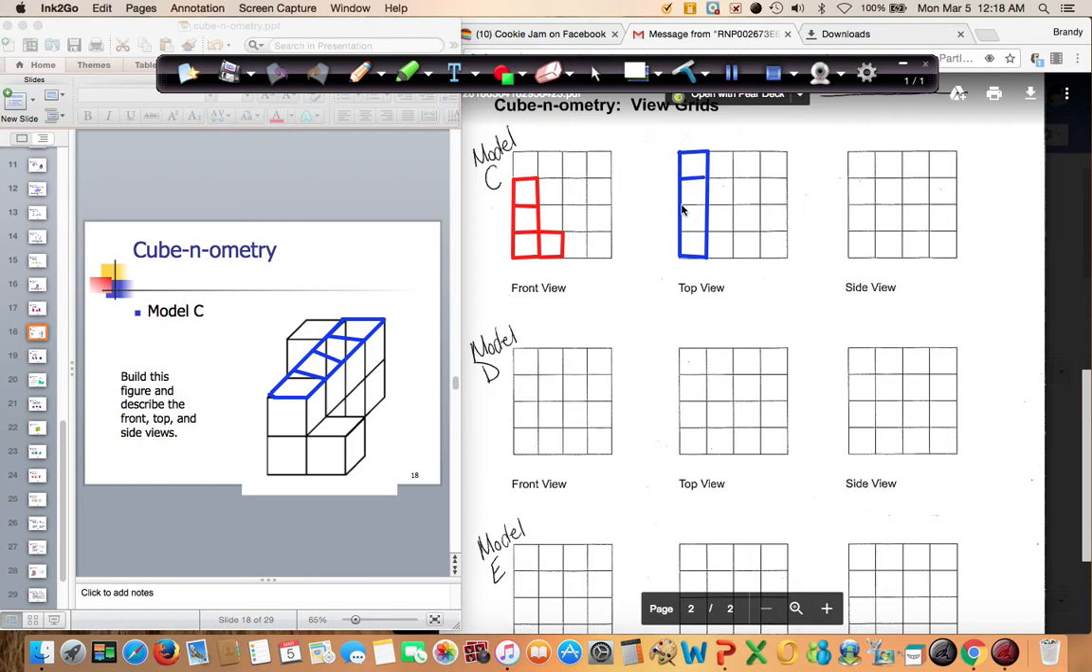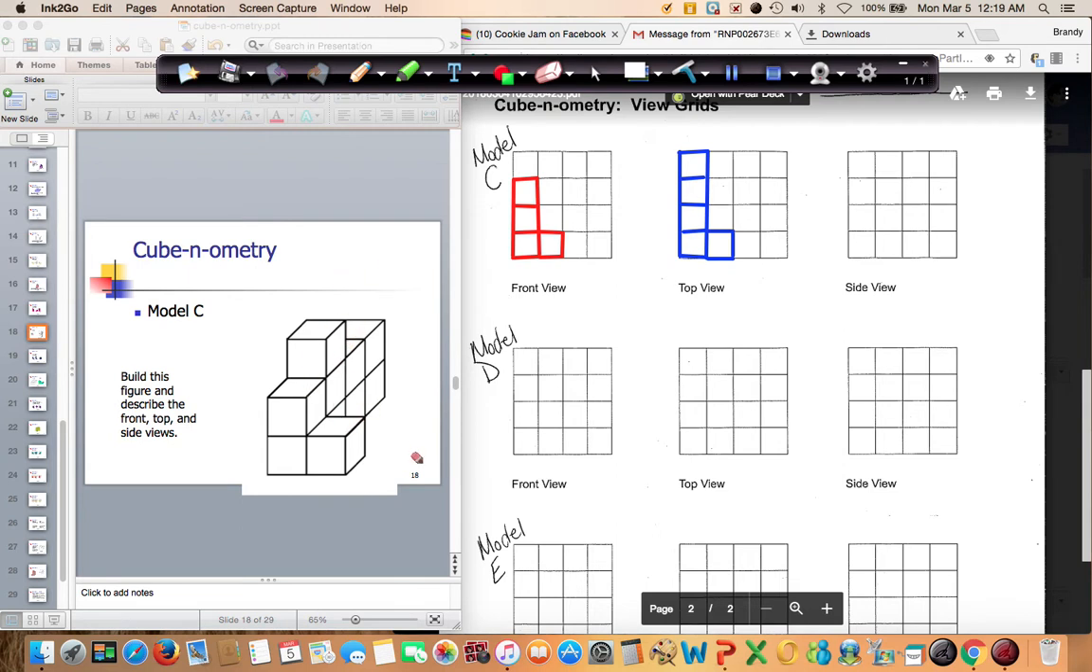Here we go. And then, if I'm looking at it from the top, I also have this little piece sitting out this way. Right? So I'm going to have a little piece sitting out over here. So that's what it looks like from the top. Okay, so maybe you can see it a little better. If I'm standing up here, I have 1, 2, 3, 4 blocks this way and 1 guy over here.